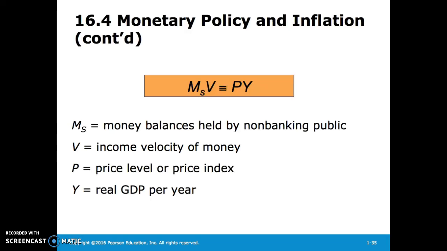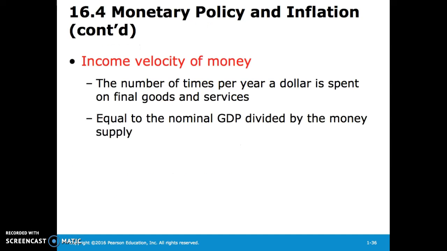As we can see, money balances held by the non-banking public times the income velocity of money is equivalent to the price level, or the price index, times real GDP per year. As previously stated, the income velocity of money is just the number of times per year a dollar is spent on final goods and services. It's equal to the nominal GDP divided by the money supply.